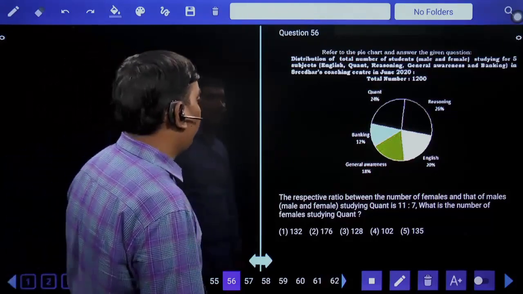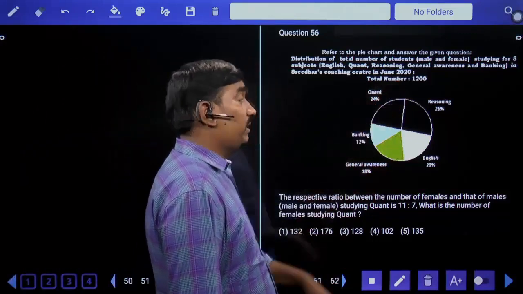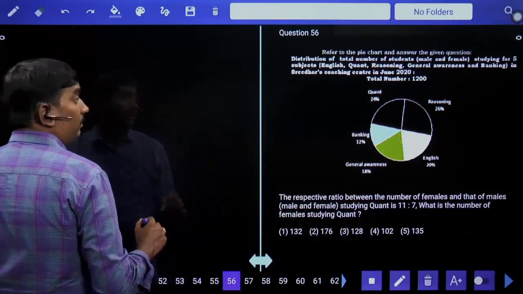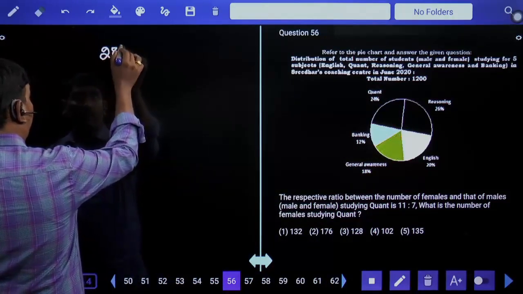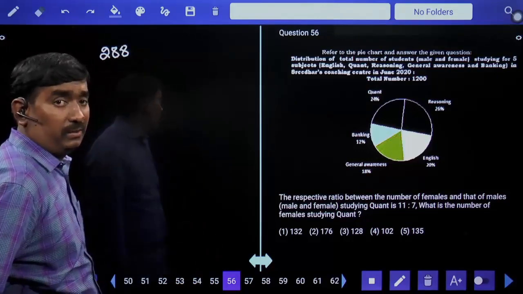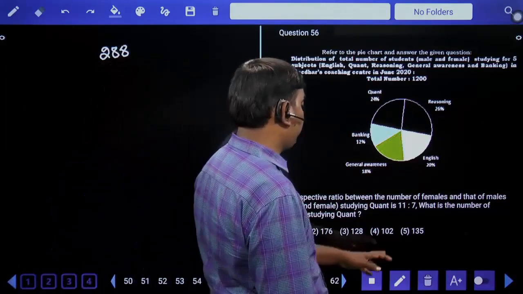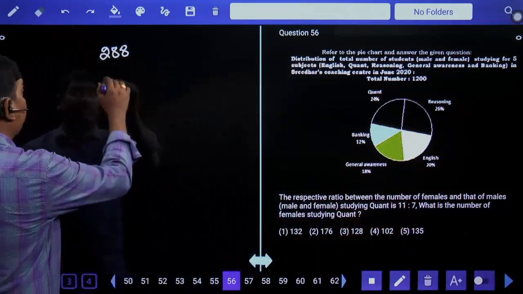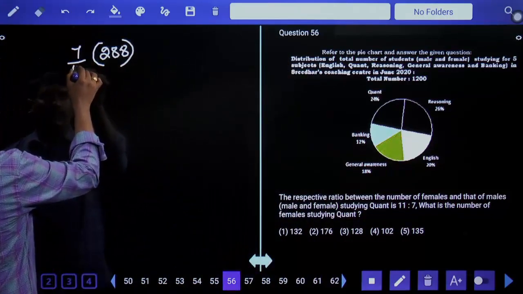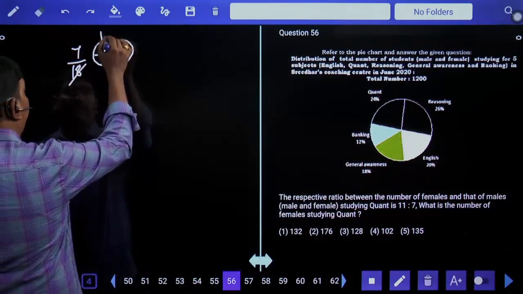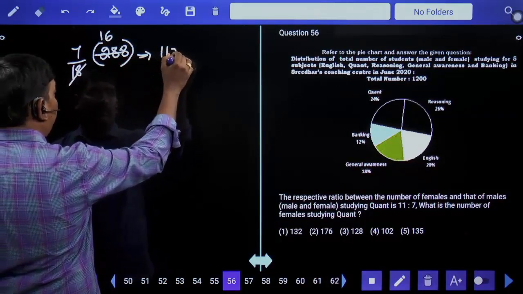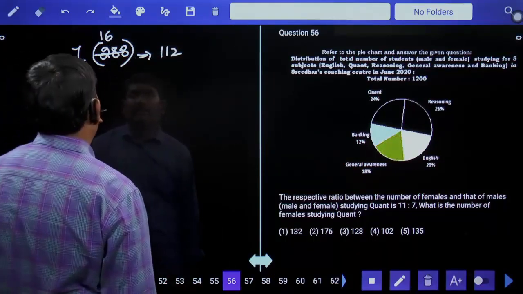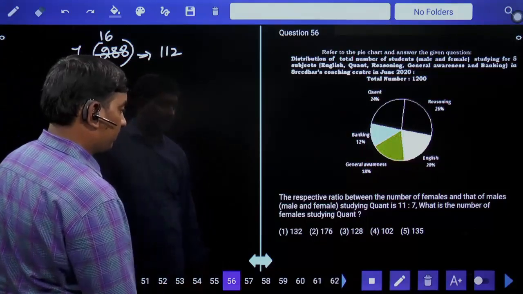Okay. Total quant is 24%. So 1% value to total 1200 is 12. In that 24%, 24% means 288. 25% minus 1%, 300 minus 12. 288 in the ratio of 11 is to 7. 11 plus 7, 18 parts. In that 18 parts, females are 7 parts. 7 by 18. 18 1 times, 18 6 times. 7 16s are 112 is your answer. 18 1s are 18, 108 means 18 6 times.